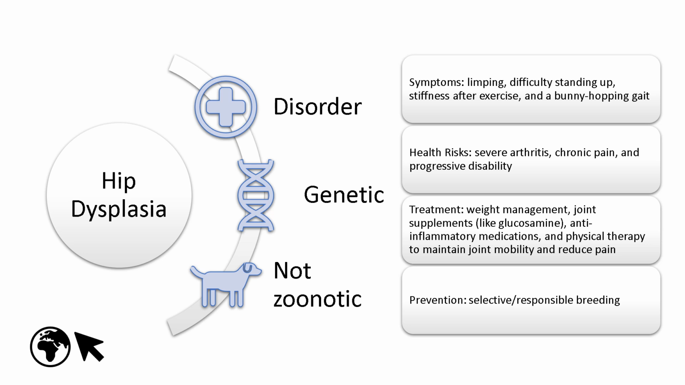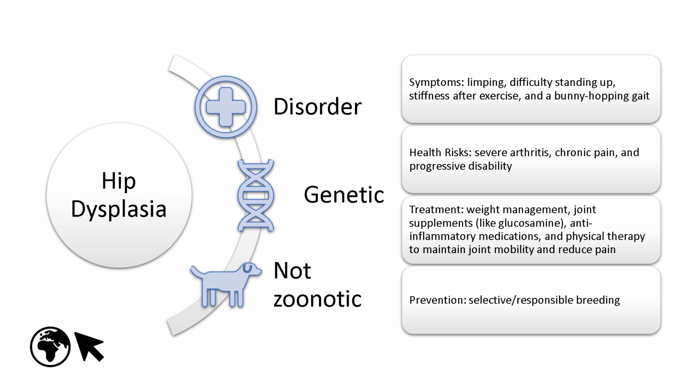Symptoms of hip dysplasia include limping, difficulty standing up, stiffness after exercise, and a bunny hopping gait, where both back legs move together. Dogs may also show signs of pain when their hips are manipulated or when they climb stairs or jump. Over time, the condition can cause muscle atrophy in the hind legs and decrease mobility.